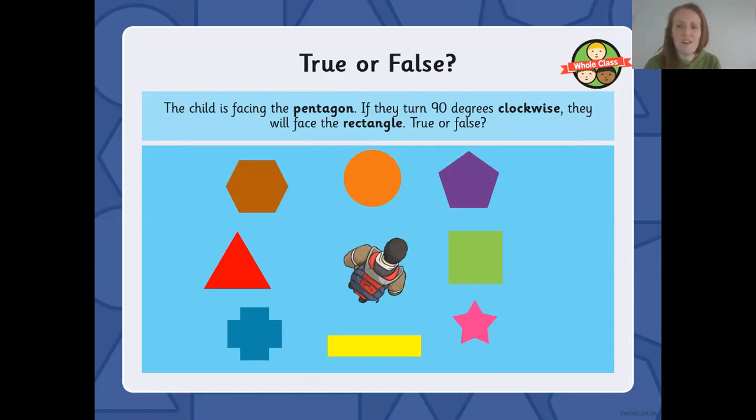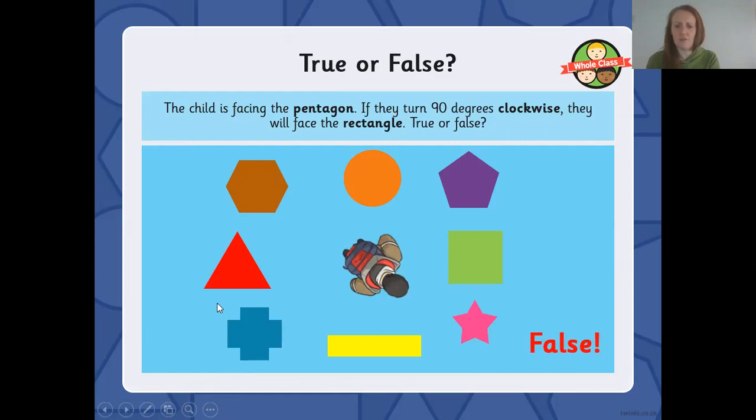What do you think? He's facing the pentagon. If he turns 1/4 turn clockwise, or 90 degrees clockwise, he will face the rectangle. It is true, Year 3. If you said true, well done, because there is one cut.